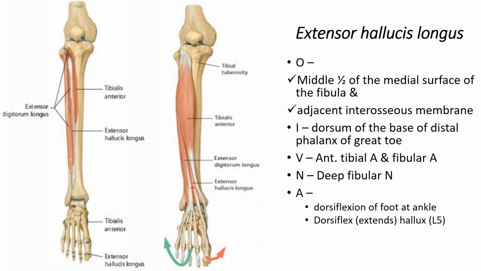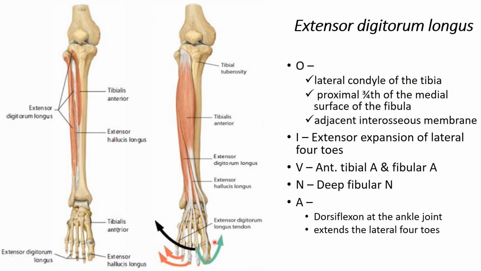and the action is the dorsiflexion of the foot at the ankle joint and to extend the hallux, and this is the action which is used to test the integrity of L5, the anterior ventral ramus of L5.